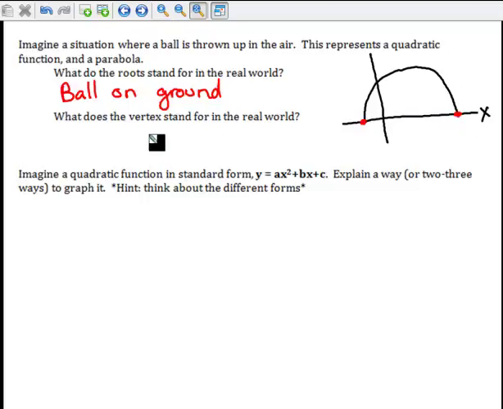What does the vertex stand for? Well, the vertex would be our highest point, so that's going to be the highest point of the ball. Okay, so that's the max height. And that's all we really care about.